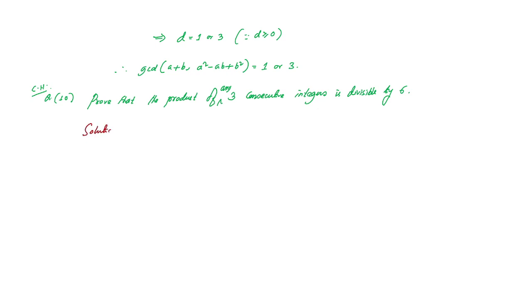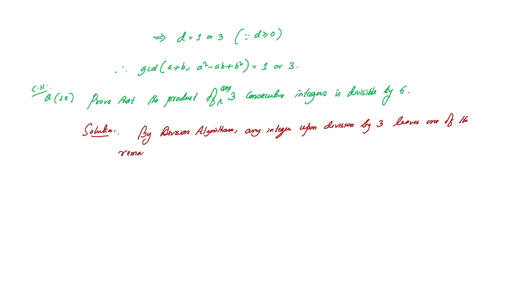Okay, so now we come to the solution. By the division algorithm, what can we say? Any integer upon division by 3 leaves one of the remainders 0 or 1 or 2. So any integer is of the form either 3k, or 3k plus 1, or 3k plus 2.